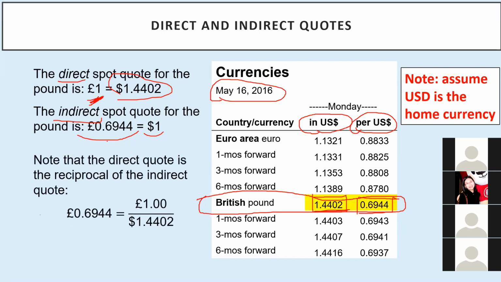Also, something to pay attention to, this will be very useful later on. You will see that the price of one currency is the reciprocal of the price of the other currency, right? So the direct quote is the reciprocal of the indirect quote. Okay.